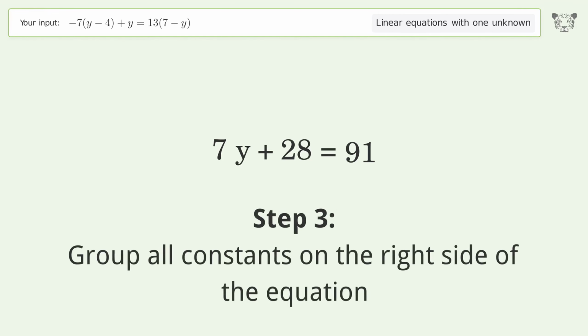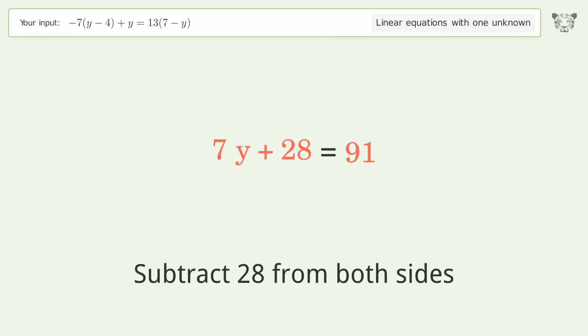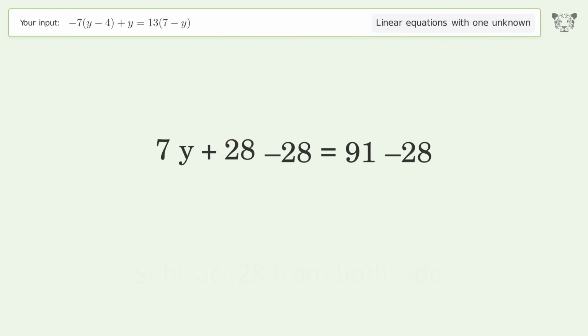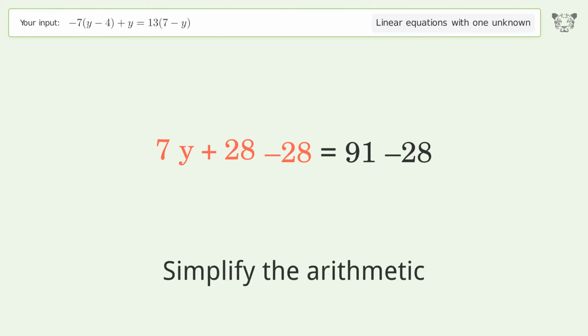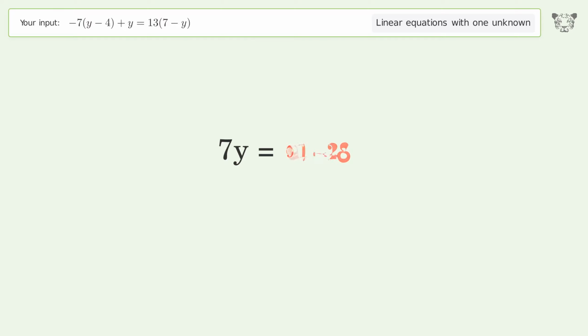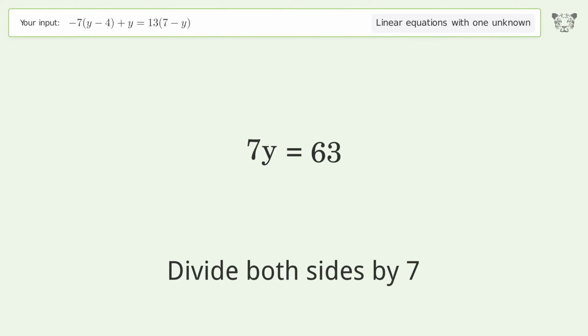Group all constants on the right side of the equation. Subtract 28 from both sides. Simplify the arithmetic. Isolate the y. Divide both sides by 7.